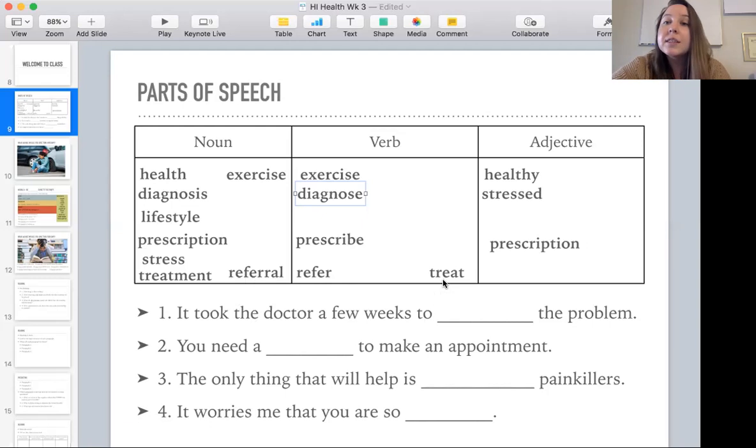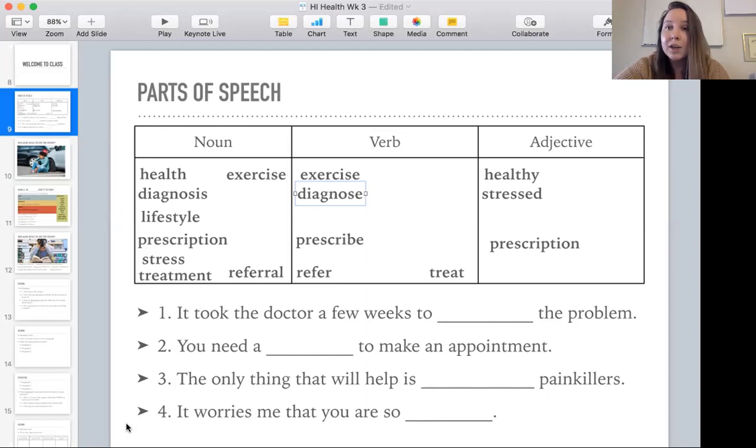So by knowing the difference in the form of the word, knowing what the noun form is, knowing what the verb form is, knowing what the adjective form is, gives you more options and allows you to be more creative with the vocabulary that we have. So take a few minutes for a little bit extra practice, pause the video, and do 1, 2, 3, and 4. Pause the video. When you are ready, hit play again.